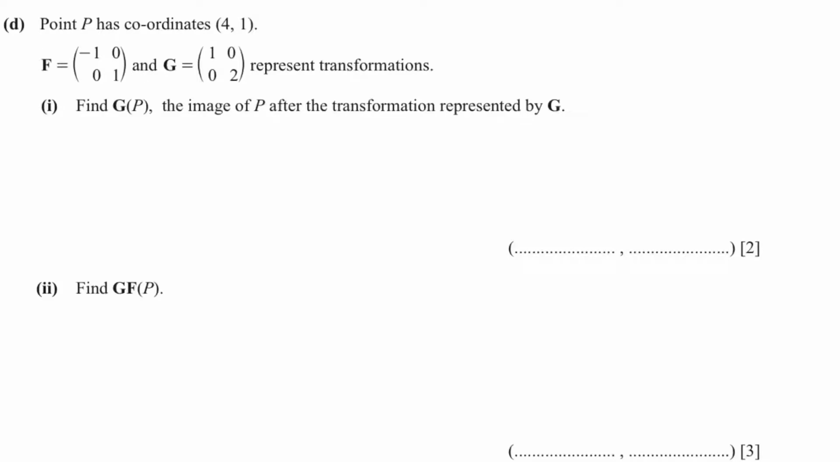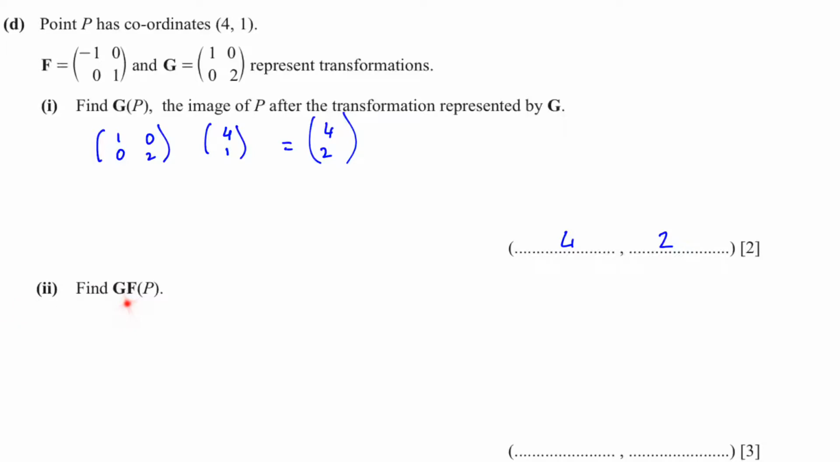D, point P has coordinates 4 and 1, and matrix F and G has been given to us. Find G of P. So we multiply G matrix by P. Again, matrix is not a part of your syllabus this year. Now to find the first coordinate, we multiply the row with the column. 1 multiplied by 4 is 4 and 0 multiplied by 1 is 0. So the answer is going to be 4. And then we multiply this row with this column. 0 multiplied by 4 is 0 and 2 multiplied by 1 is 2. So 2 will come here. This is in column vector. We want to write it as a point. So the top number represents your x coordinate and the down your y.